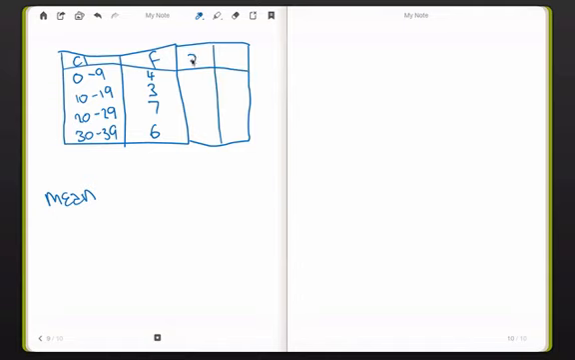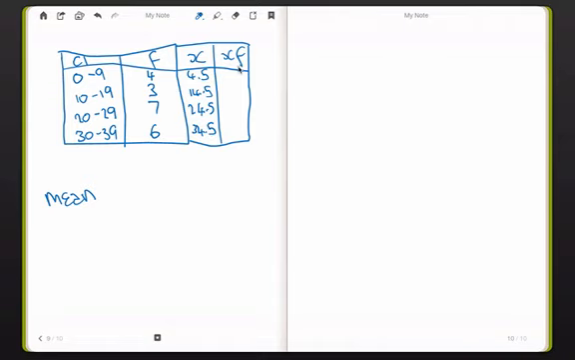Okay, let's create an extra 2 columns. We're going to call this one X, and we're going to call this one XF. I'll tell you why in a second. X is going to be the middle of our class, the exact middle of these ranges. So from 0 to 9, the exact middle would be 4.5. We're just going to divide them in half, divide by 2. Yep, 14.5, 24.5, and 34.5. Okay, the exact middle of our classes.